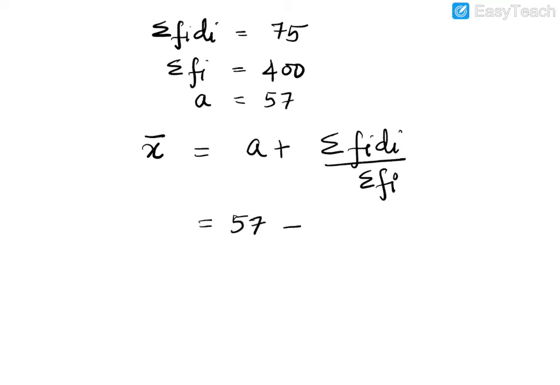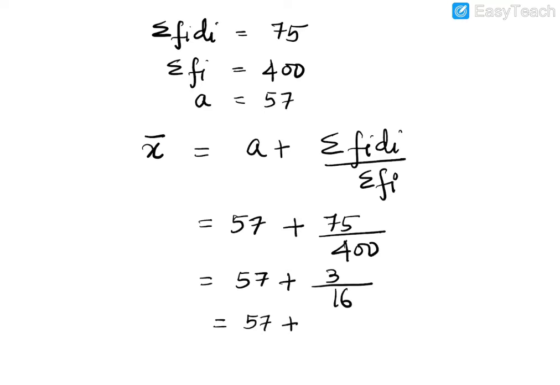Substituting these values, 57 plus 75 divided by 400, that is 57 plus 3 upon 16. Now 3 divided by 16 is 0.187. So the mean of the given data is 57.19, which is the average number of mangoes kept in the box.